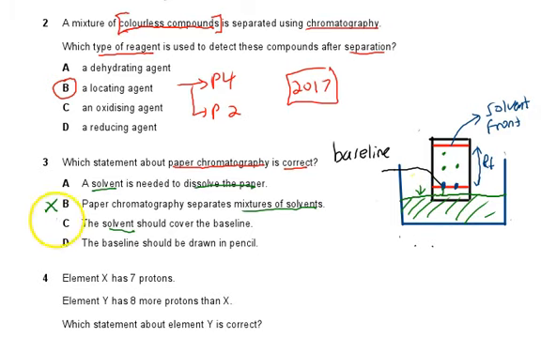Please remember this. The baseline should be drawn in pencil. Yes, because pencil contains carbon, and carbon will not dissolve in alcohol. So your best answer here will be D. Now let us look at number 4.